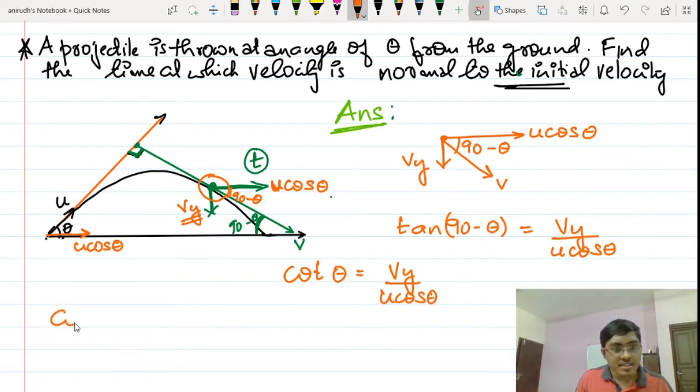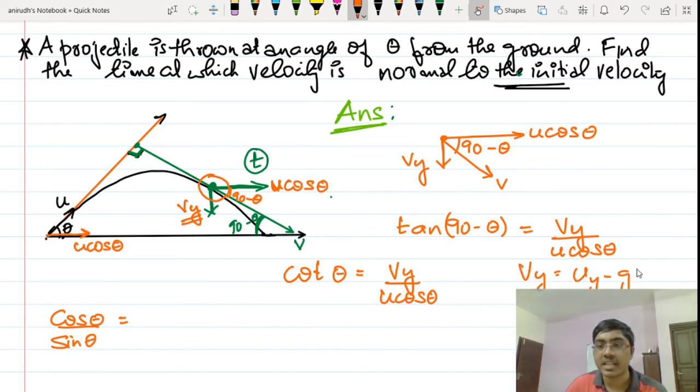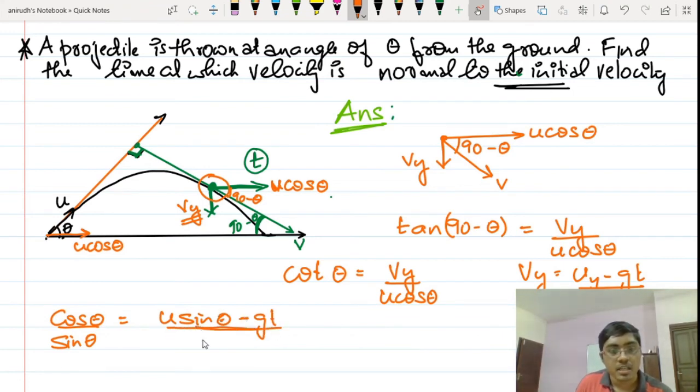So this is cos theta upon sin theta, equal to, see, what is this Vy? I am supposed to substitute something in place of that. I can't just keep reading this Vy again and again. Vertical motion is uniformly accelerated motion, so any equation of uniformly accelerated motion is possible over there. So I am using the equation Vy is equal to uy minus gt. So this is u sin theta minus gt, divided by u cos theta.